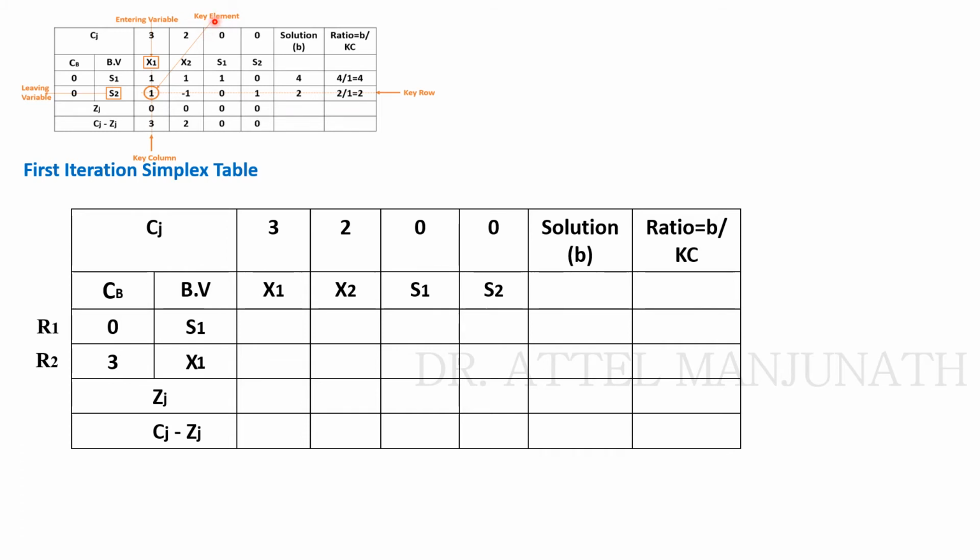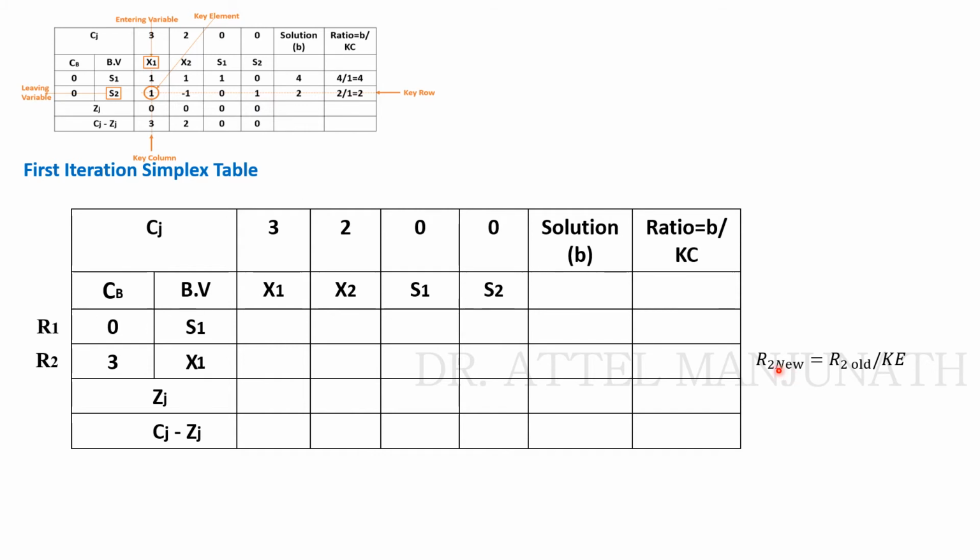Once you have the key element here, now for writing you can take row 1 and row 2. So here the key element lies in row 2 in the table. Whatever the key element is, divide the entire row by that to get the values for the first iteration simplex table. So here the key element is 1, so divide this entire row by 1 and you will get the values. In place of 1, if you have a different value, you get different values. Otherwise, because here the key element is only 1, even after dividing these values by 1, you will get the same values.